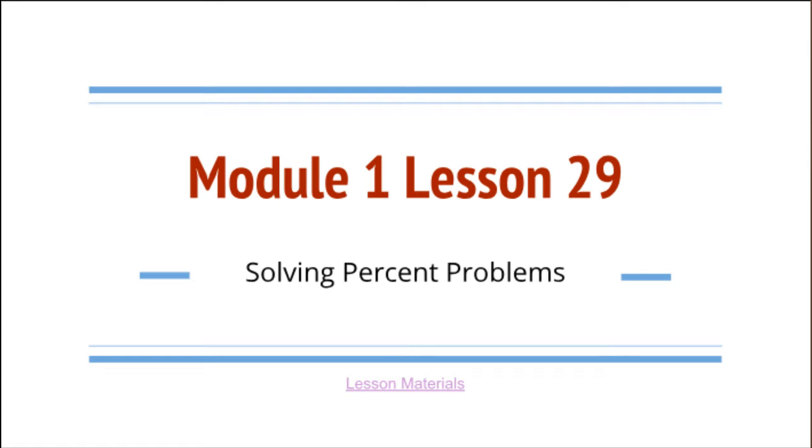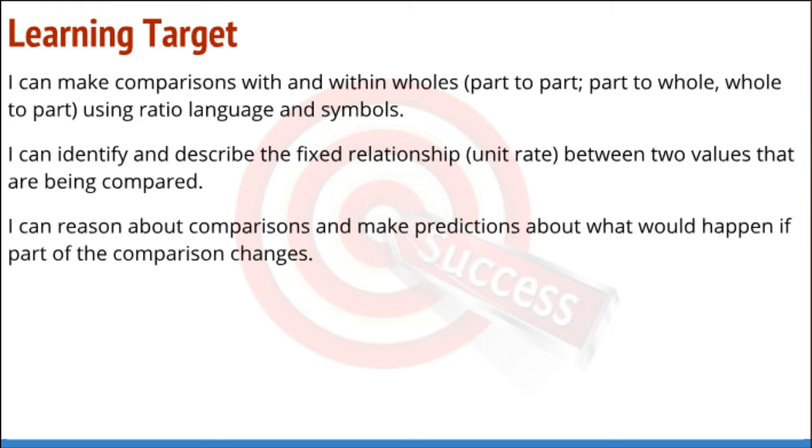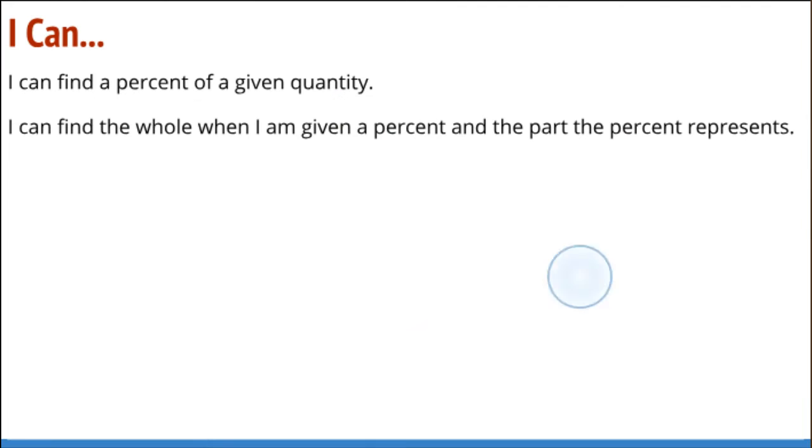Module 1, Lesson 29, Solving Percent Problems. Learning target, as has been the case with all of the lessons with percents. The percent learning targets are mixed in with all of the rates and the ratios because percents are a per 100, a rate per 100, and a ratio, a part-to-whole ratio of 2:100. And of course, we do a lot of scaling up and down to help us work with these percent problems.